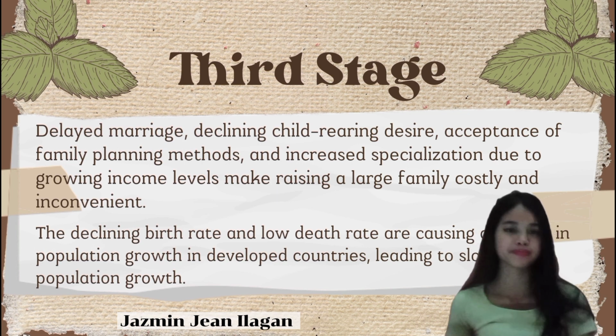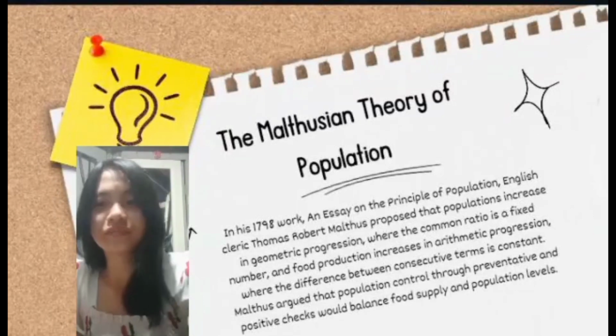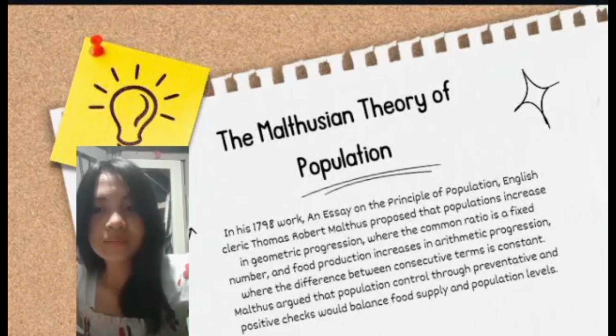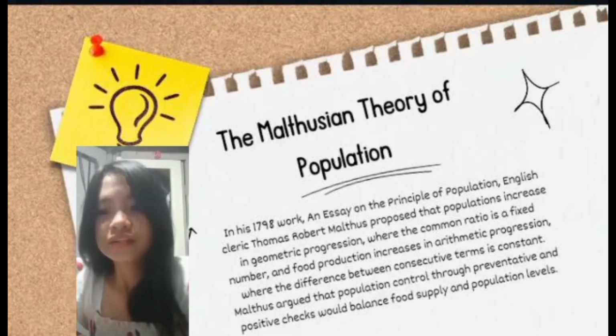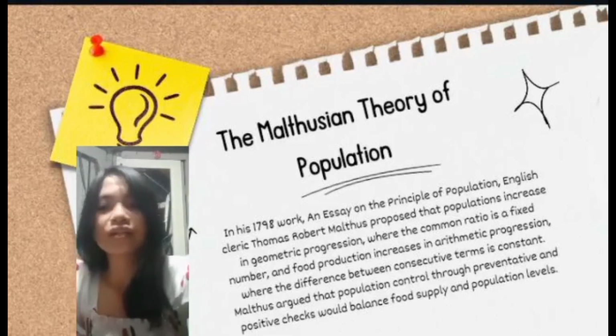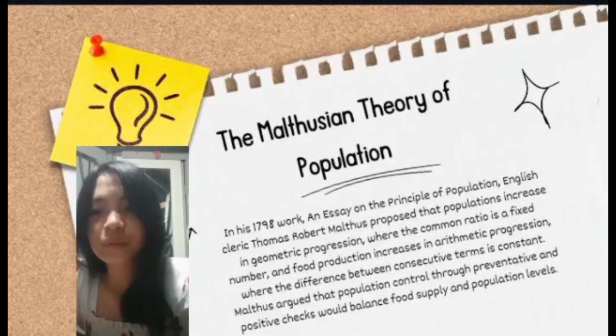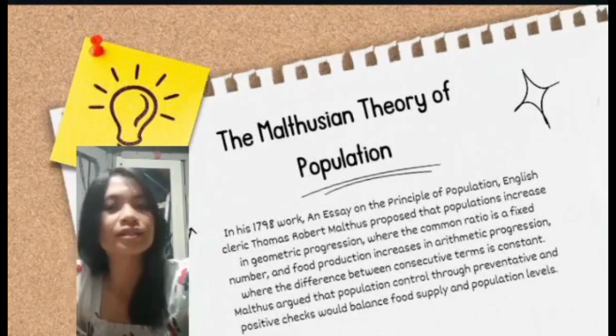Next reporter, please. The Malthusian theory of population. In his 1798 work, An Essay on the Principle of Population, English cleric Thomas Robert Malthus proposed that populations increase in geometric progression, where the common ratio is a fixed number, and food production increases in arithmetic progression, where the difference between consecutive terms is constant. Malthus argued that population control through preventive and positive checks would balance food supply and population levels.